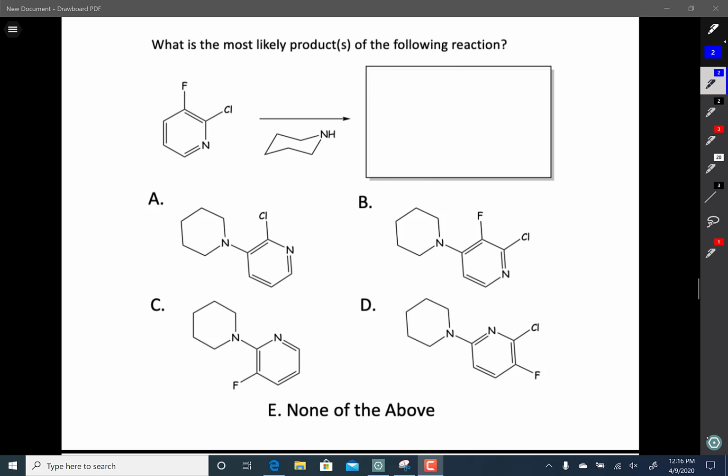What is the most likely product of this reaction? Well, what we have here is an aromatic ring. We have a moderate base. And then if we look on this aromatic ring, we have leaving groups.